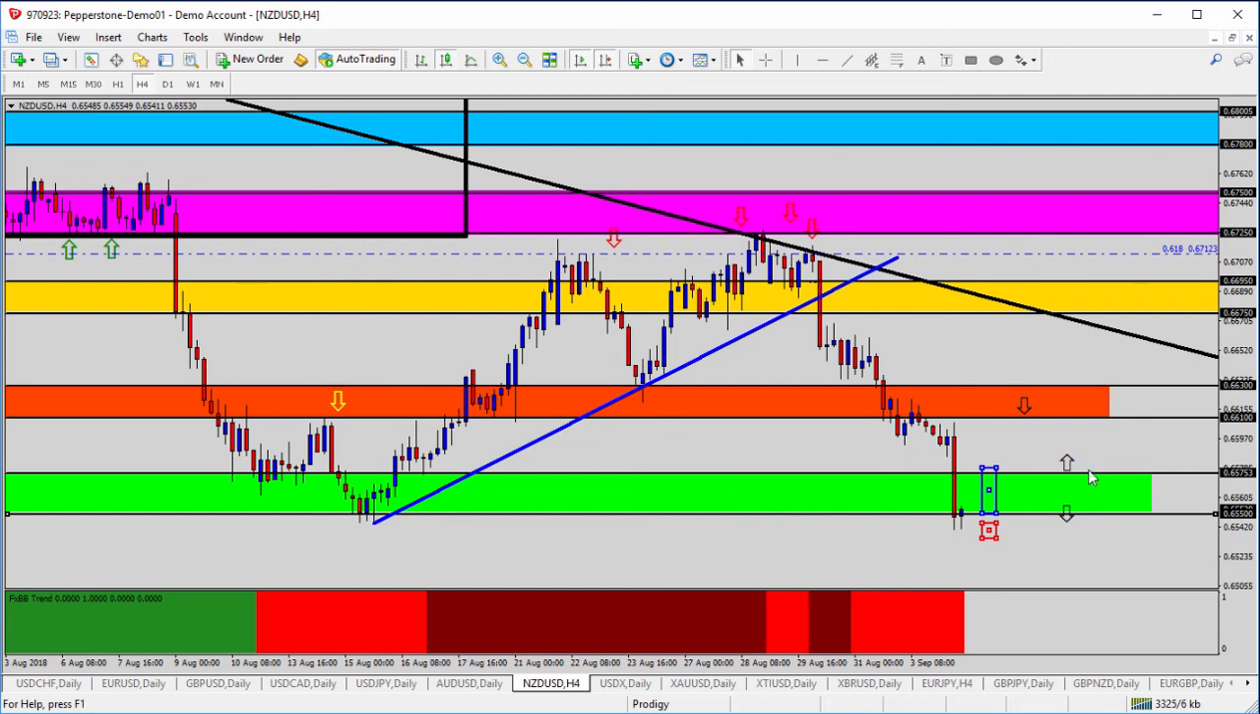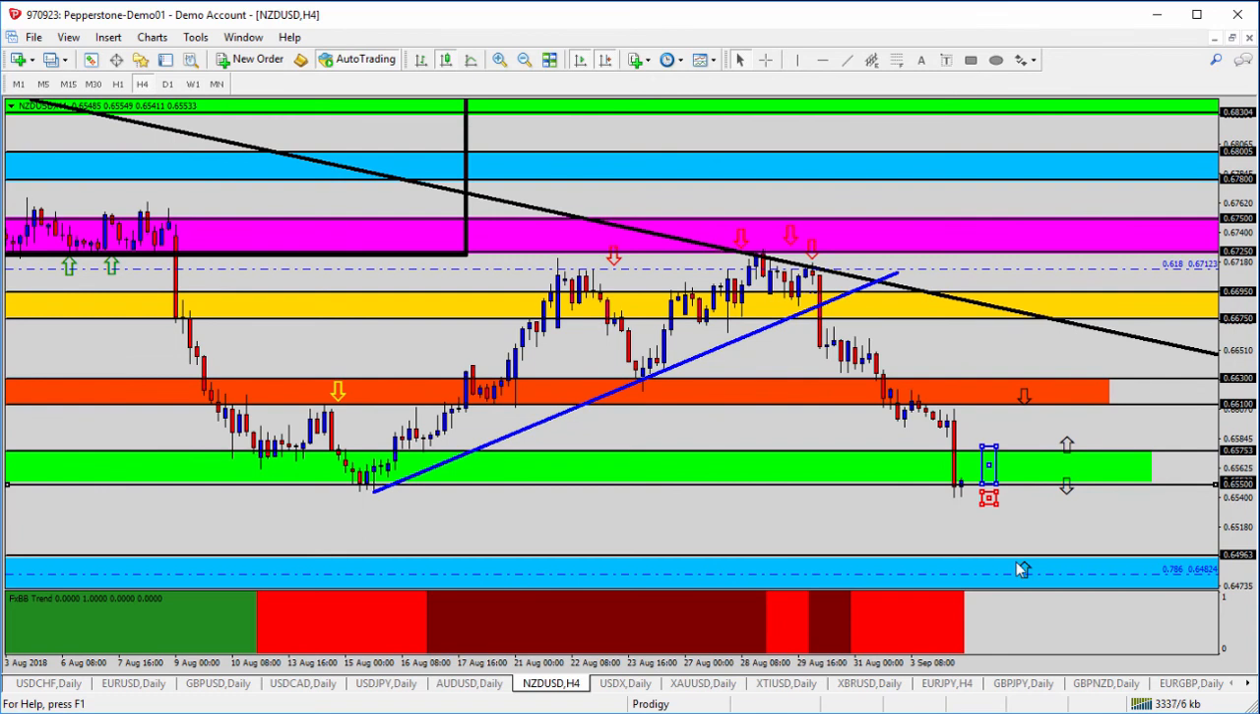So we still are looking for clues and evidence to either reversal, so we can buy it towards the orange zone or higher, or breakout so we can sell it towards the blue zone for the New Zealand dollar today.